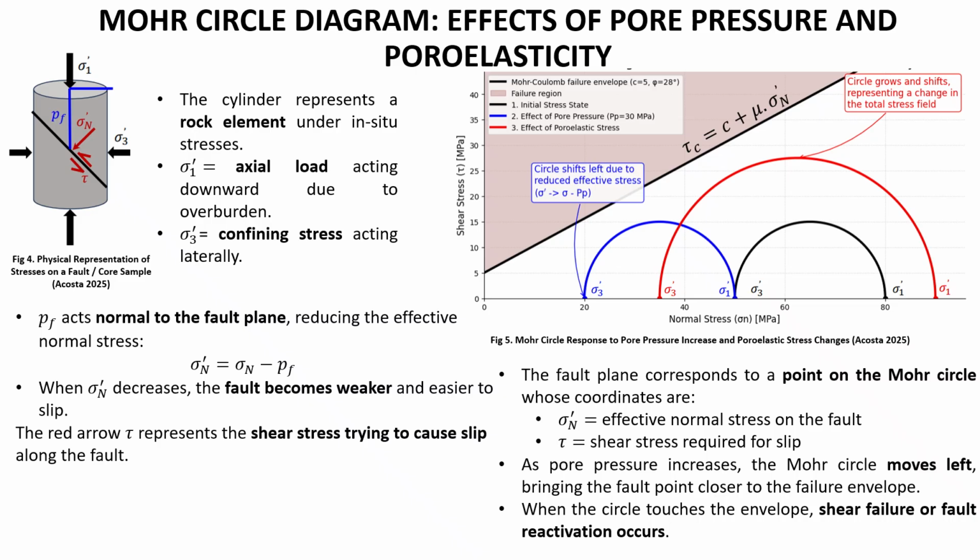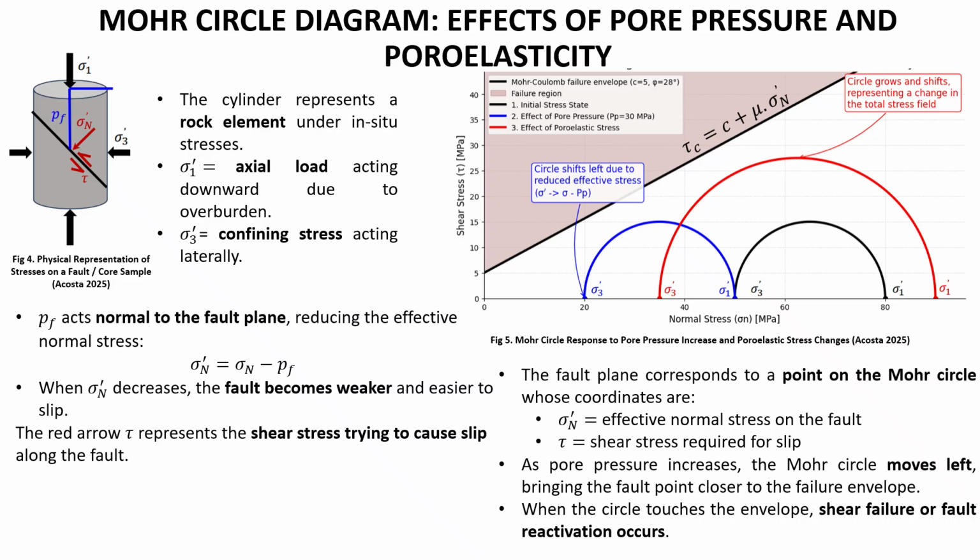But it's worth noting that pore pressure causes more than just a shift from right to left. Through poroelastic deformation, it also changes sigma 1 and sigma 3 themselves. That is why the red circle is larger. Its radius increases because the difference between sigma 1 and sigma 3 grows.